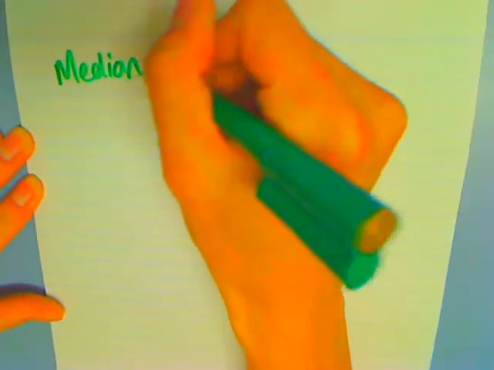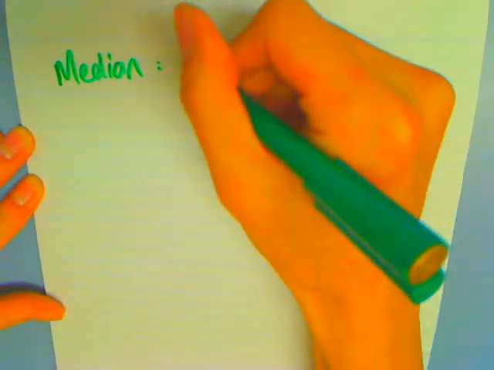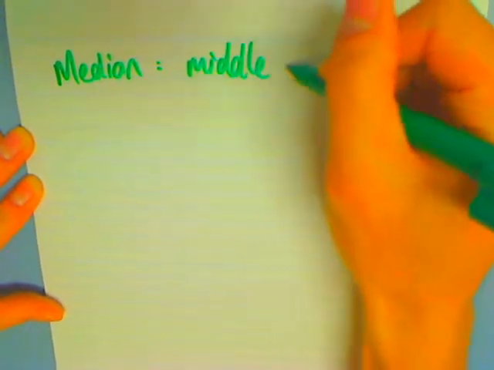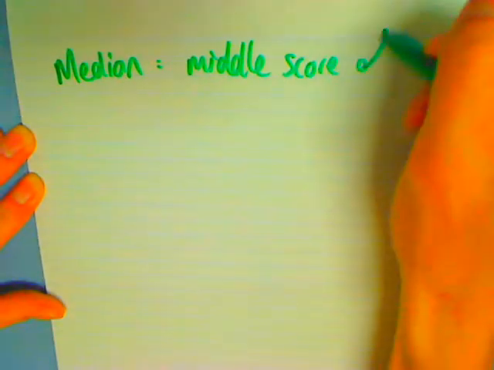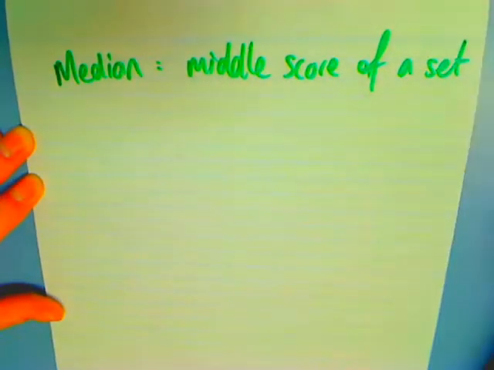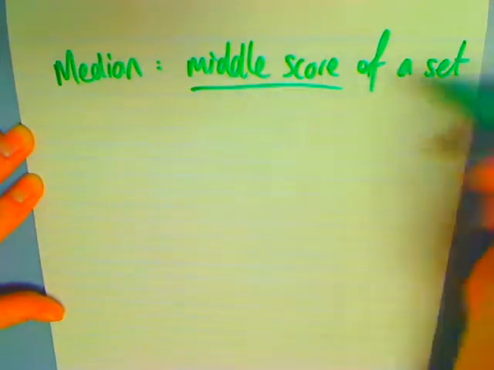Alright, so here's the last one. This is median. Okay, median is the middle score of a set. Okay, middle score of a set.